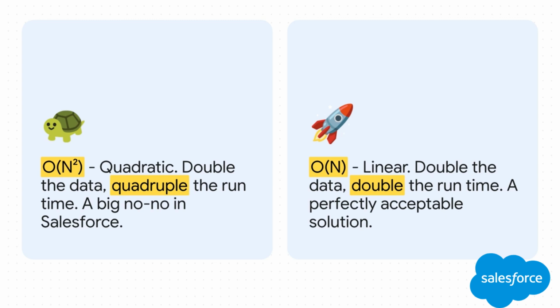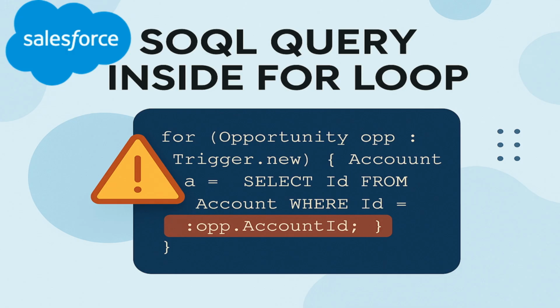That just means that as your data grows, the time it takes to run explodes. What we want is an A, which is O of n, or linear. Double the data, it just takes double the time. Totally predictable, totally scalable. So, let's look at our villain one more time. Remember this? A query for every single record. This is that classic quadratic trap we were just talking about.